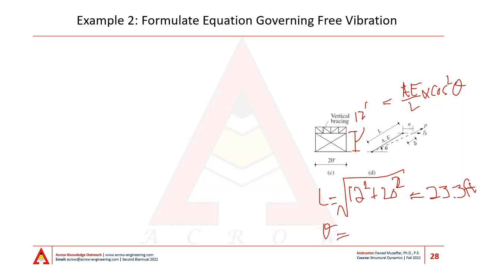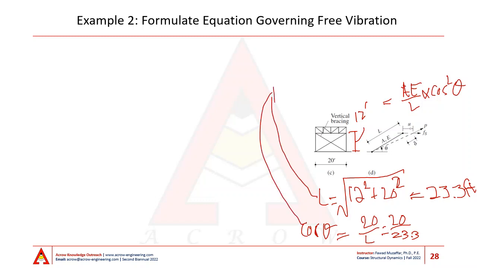Cosine of theta then comes out to be 20 over L, which is equal to 20 over 23.3. So with these two quantities, we can then calculate the stiffness of the bracing in the horizontal direction, and that stiffness is equal to AE over L into cosine squared theta.